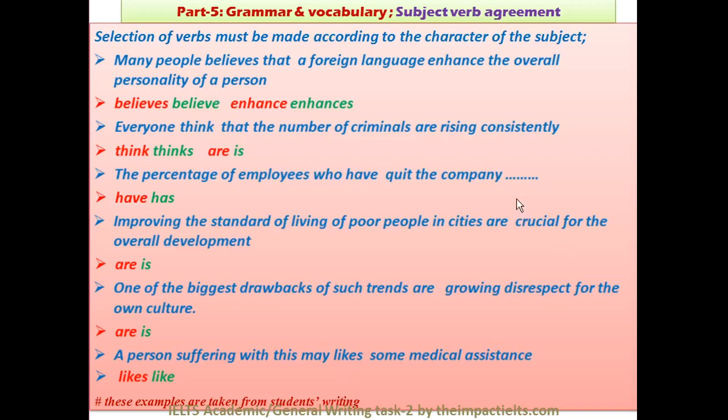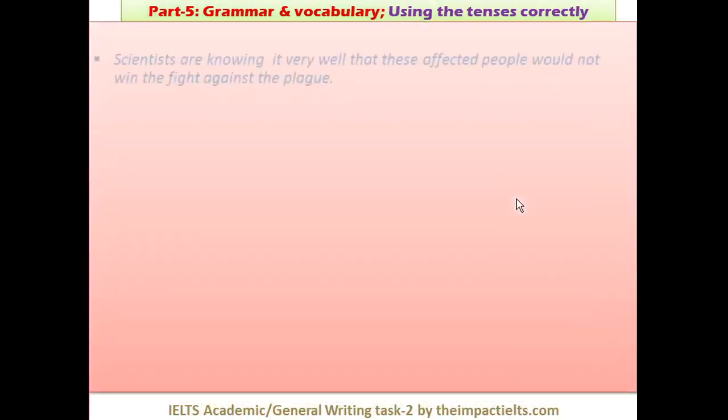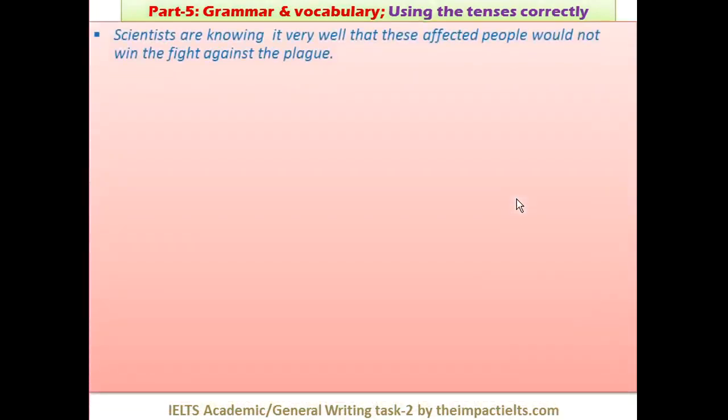Okay, let's take some more examples. So this one is another example. Scientists are knowing it very well that these affected people would not win the fight against the plague. So scientists, the plural, so "are" is used. Have you got the answer? If no, let me check it. You can pause the video and you can keep thinking. Let me see what is this. So "are knowing" is not possible. We have to say no.